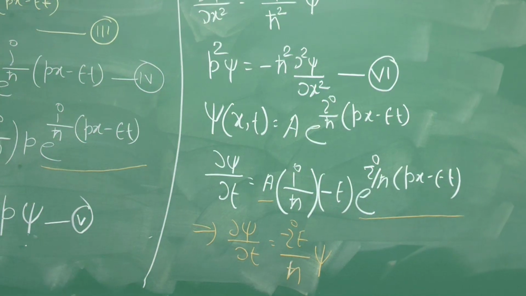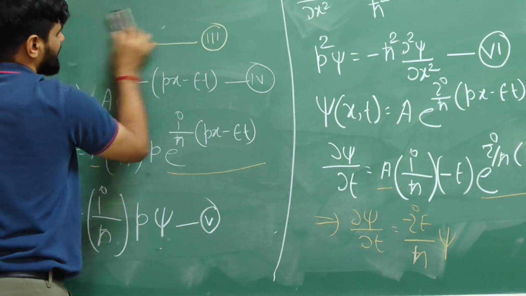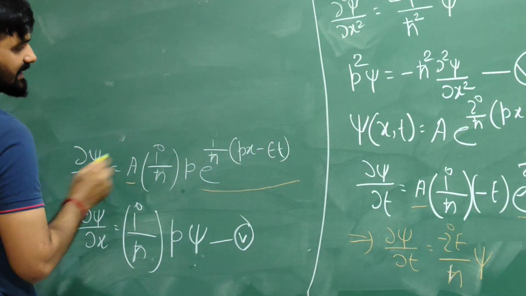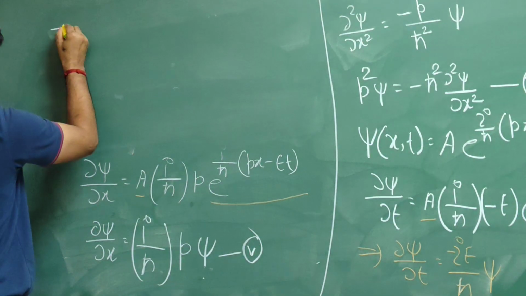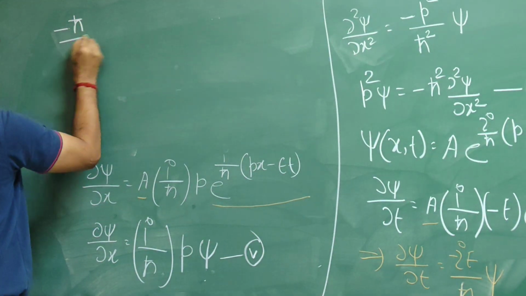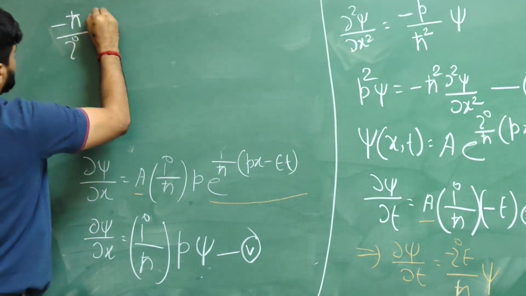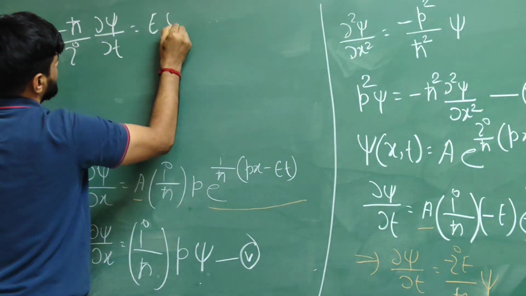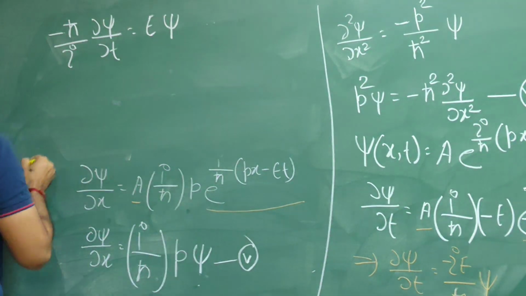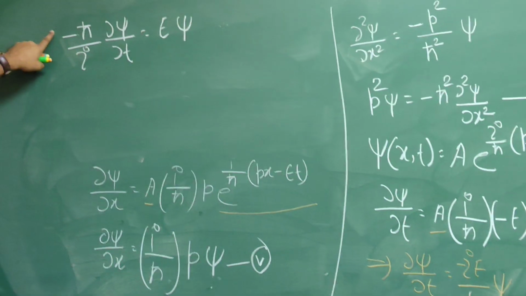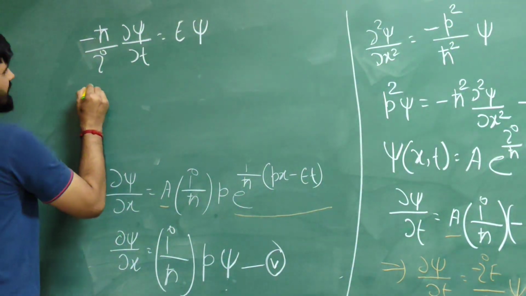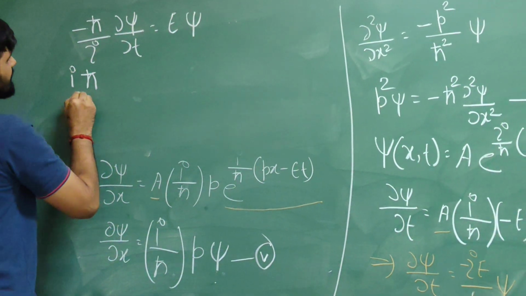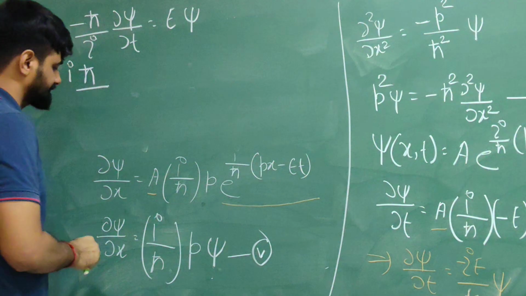Is that clear? So next I can rearrange that equation again and see what kind of equation we will get further. So if you rearrange that, you will be getting minus h squared divided by i del psi by del t, that is equal to E psi. Okay. So if I multiply and divide the numerator and denominator by i, it will give you i h squared divided by i h.